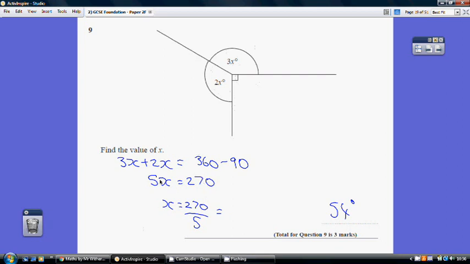So we've constructed an equation. It's quite a simple one to solve. We just have to divide by 5. x equals 270 divided by 5, which is 54 degrees.